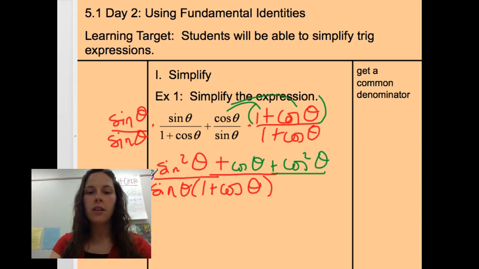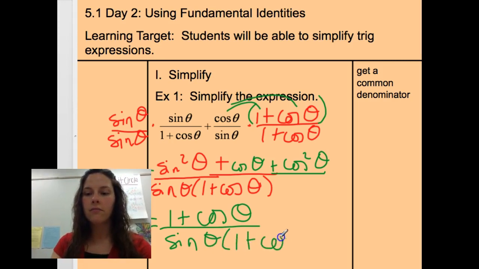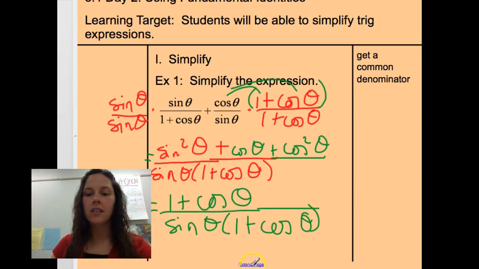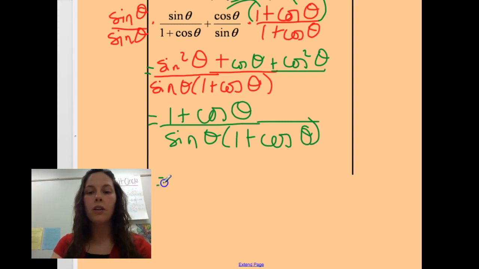So what we do now is remember our Pythagorean identity, sine squared plus cosine squared equals 1, and we have that in the numerator. So that simplifies to 1 plus cosine theta, which will cancel with my 1 plus cosine theta in the denominator. And after our 1 plus cosine theta cancels, we will be left with 1 over sine theta, and the reciprocal of sine is cosecant.